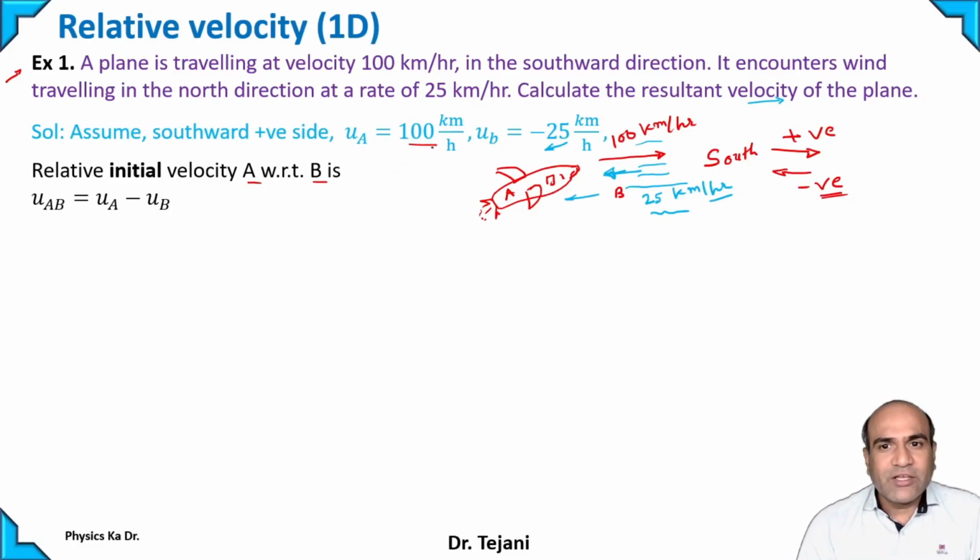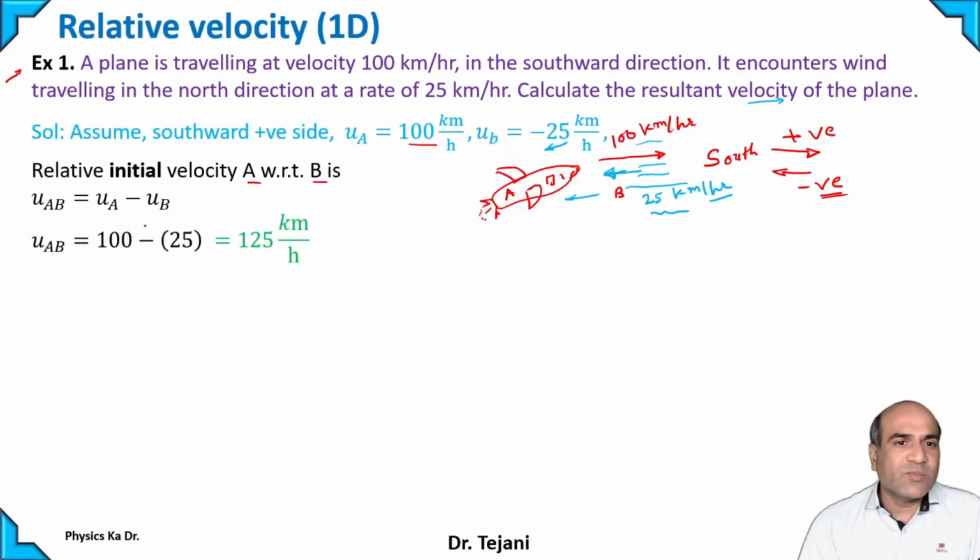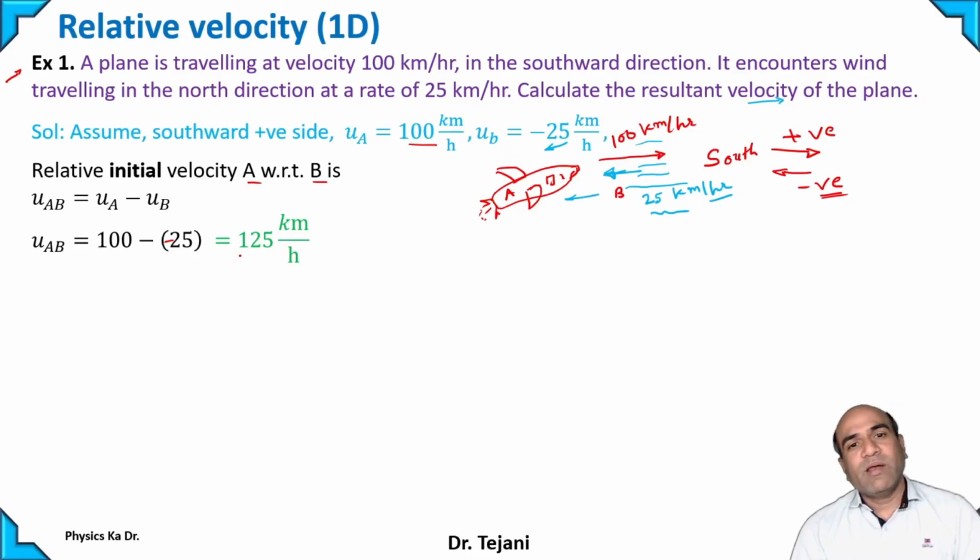So what is UA? 100, UB minus 25. Let's put here values. 100 minus, minus 25 become plus. So it becomes 125. Relative velocity of this plane becomes 125 km per hour. Very simple. It's so very simple.